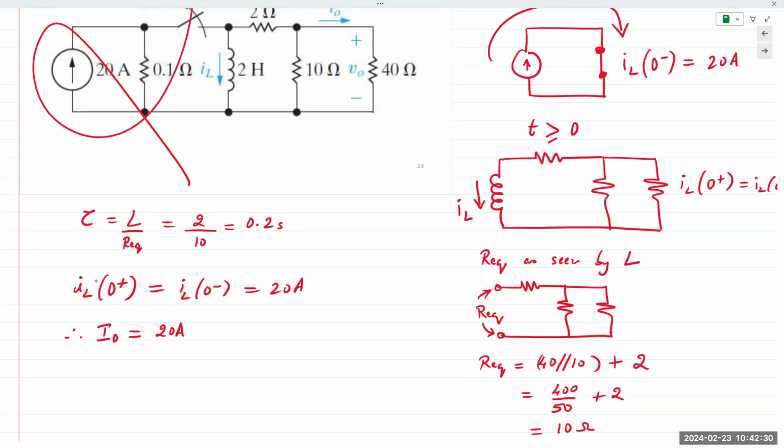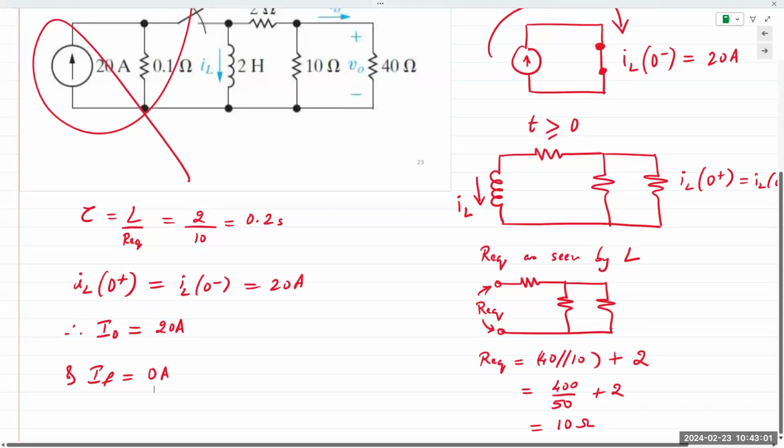And because it is a natural response problem, you can write final value is 0 amps. Nothing is stated in the problem about the final value. So we simply assume the final value is 0 because it's a natural response problem. I have all my values now.